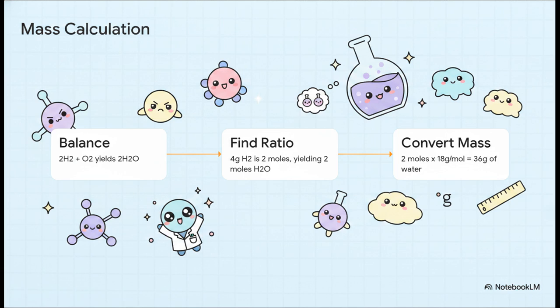Step 2. Establish the ratio. 4 grams of hydrogen is exactly 2 moles. And our balanced equation shows a 2:2 ratio between hydrogen and water. This means 2 moles of hydrogen produces exactly 2 moles of water. Step 3. Convert those moles. 2 moles of water multiplied by 18 grams per mole equals 36 grams. Proving once again that if you have a balanced equation, that mole-to-mole ratio makes the final conversion an absolute breeze.